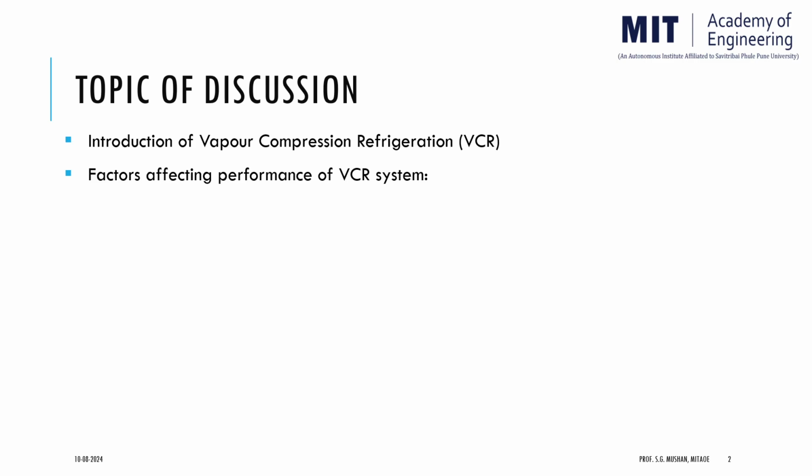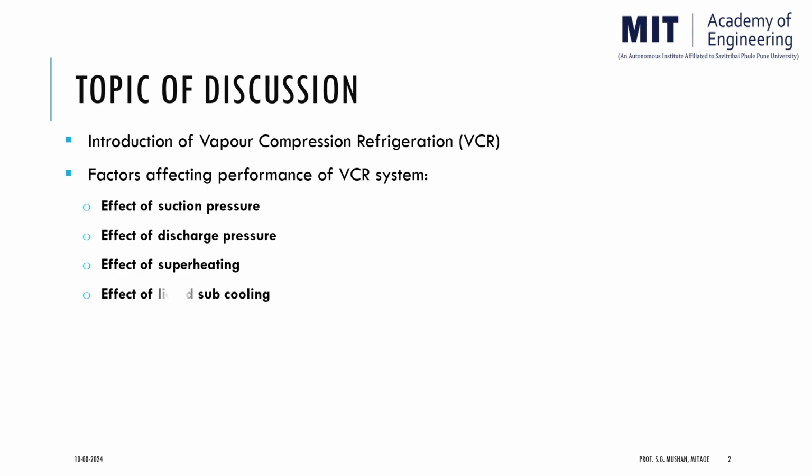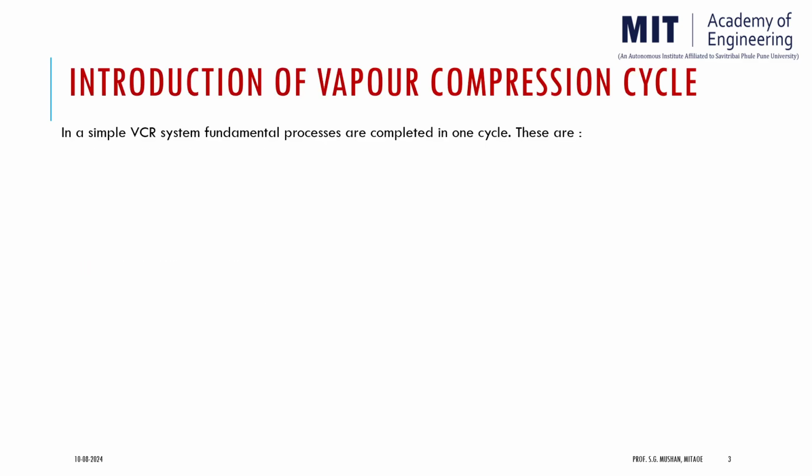So for that, I have considered four cases. The first is the effect of suction pressure, second, the effect of discharge pressure, third, the effect of superheating, and fourth is the effect of liquid subcooling. So, what is the effect of each individual parameter on the VCR system that we're going to study? So, let's start the discussion with understanding the principle of vapor compression cycle.